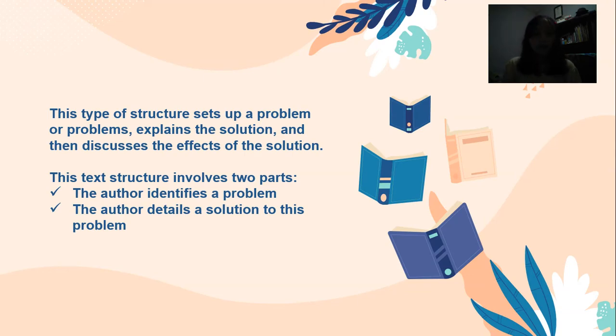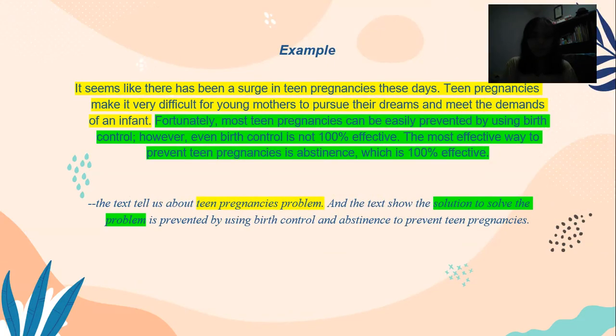For example, it seems like there has been a surge in teen pregnancies, blah blah blah. Fortunately, most teen pregnancies can be easily prevented by using birth control, blah blah blah. The example is about problem and solution text, because the text tells us about the teen pregnancies problem and the text shows the solution to solve the problem, which is prevented by using birth control and abstinence to prevent teen pregnancies.